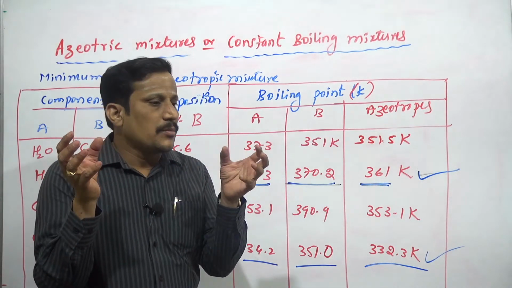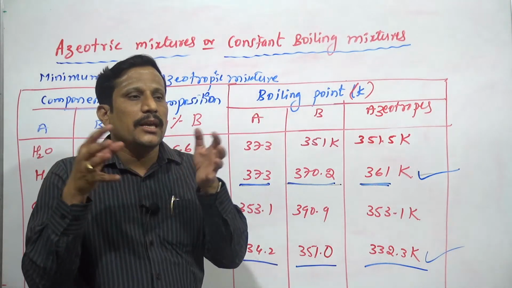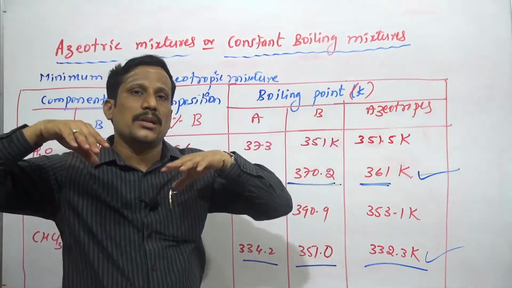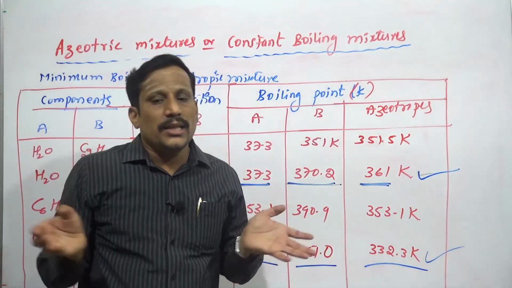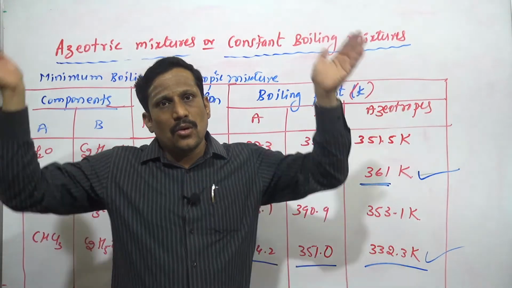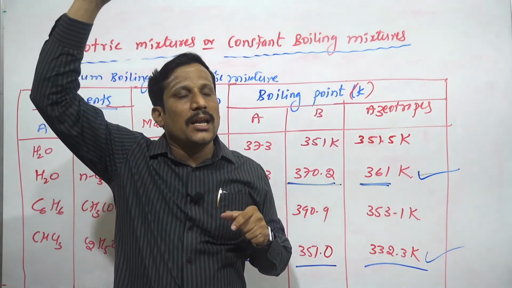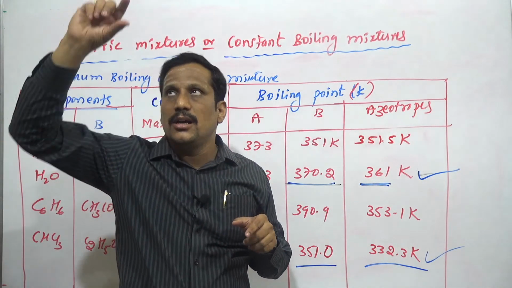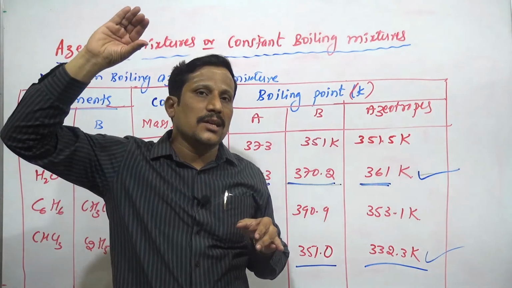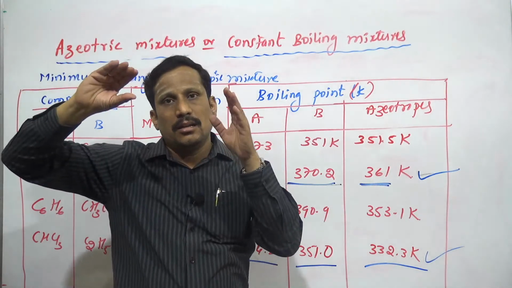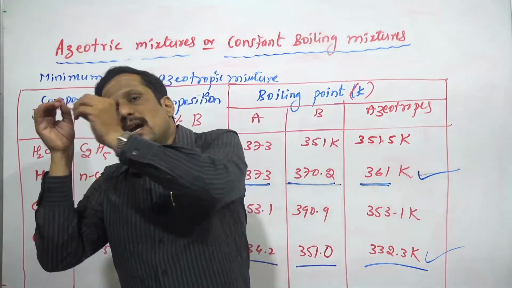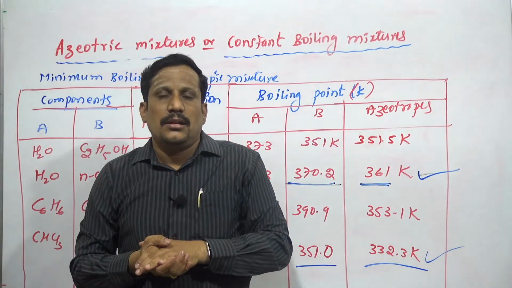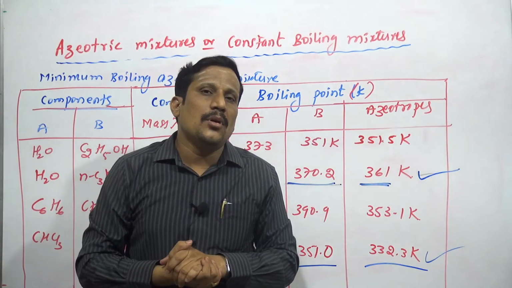Positive deviation from Raoult's law means components are not liking each other, they produce more vapors. Means they go to the surface of the liquid more easily. When they are going to the surface of the liquid more easily, more vapors are collected on the surface of the liquid, then sufficient vapors are available to become equal to the atmospheric pressure. So, boiling point is what?